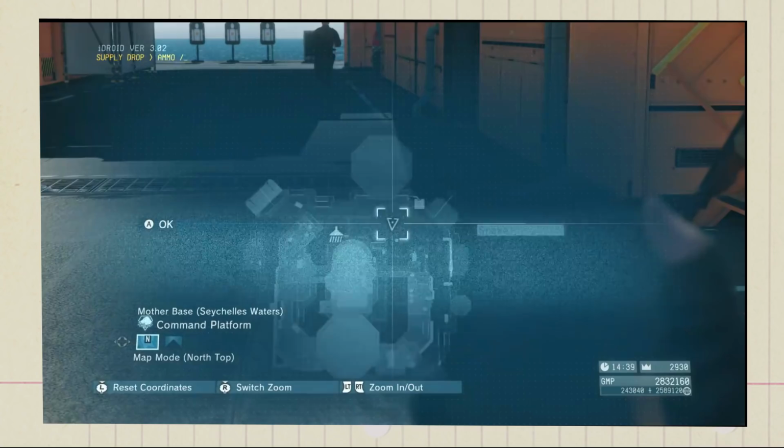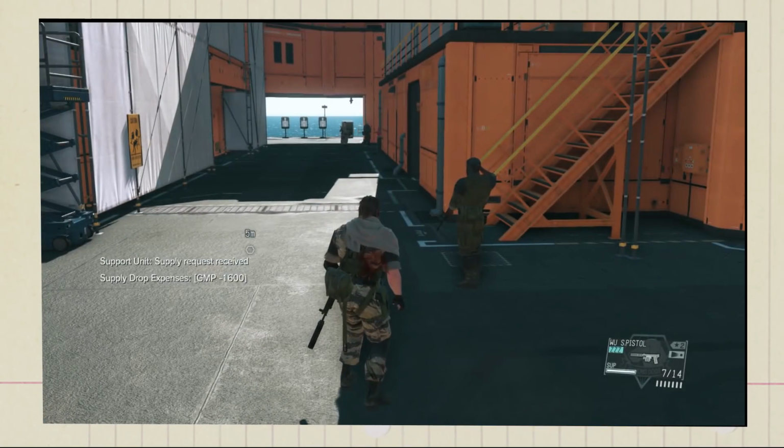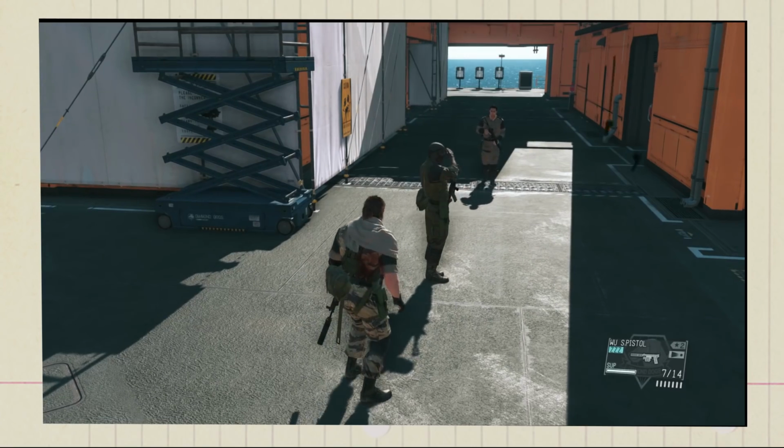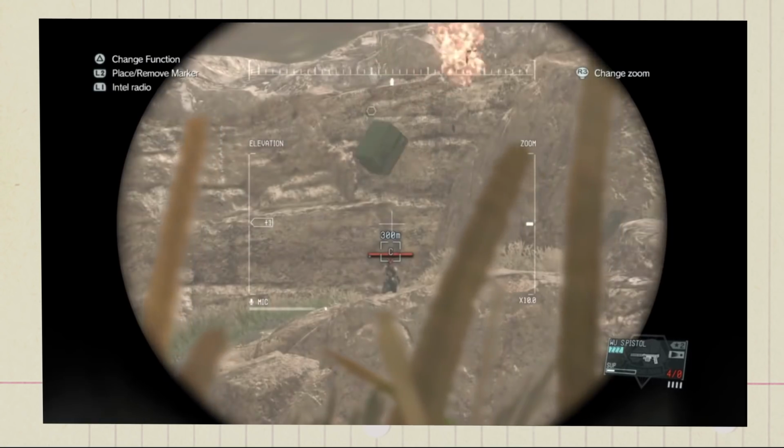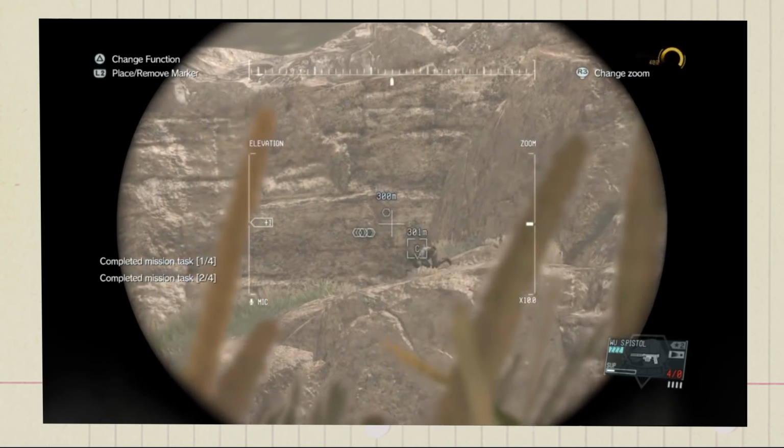Think about calling down supplies in MGS5. Think about how you would feel if, when you called down supplies, they landed on someone and knocked them out, only to find out that when you fight Quiet and call down a drop on her head, instead of knocking her out, it did nothing. Imagine how that would feel. We still have to finish the fight.